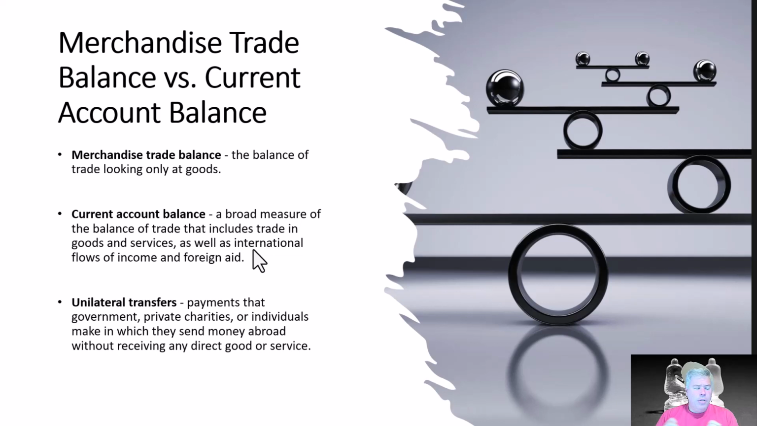And then you've got unilateral transfers, which are payments that governments, private charities, or individuals make, where they send money abroad without receiving any direct good or service. You see this a lot with immigrants here in the United States. They'll send money back to Vietnam or to Mexico or to Guatemala to help their families. Those are unilateral transfers.